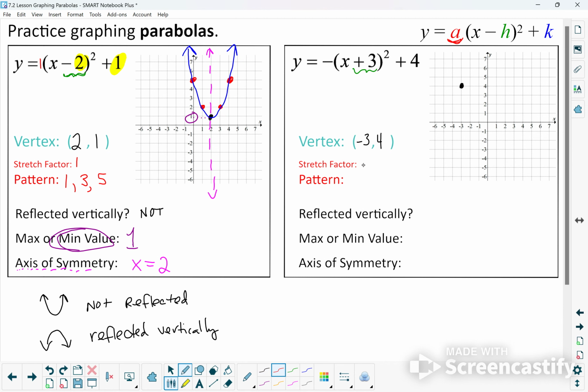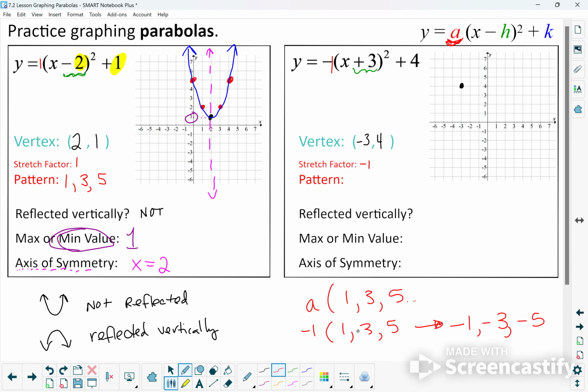And our stretch factor is negative 1. We don't see the 1. We just see the minus symbol there, but that means it's a stretch of negative 1. Now, when you have a stretch for this pattern, whatever the a value is at the front, for us it's negative 1, you multiply that by the 1, 3, 5. So if it's negative 1, our pattern becomes negative 1, negative 3, negative 5.